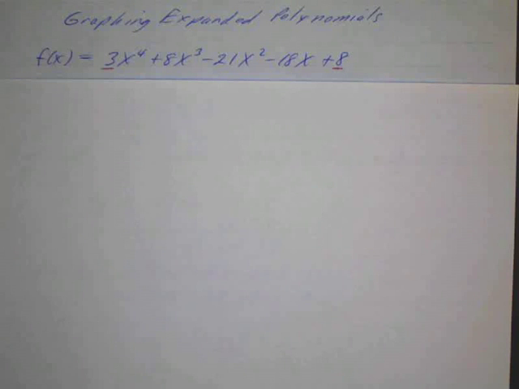Okay, here's another example of graphing expanded polynomials. If you haven't already done the problem, you can write it down: f of x equals 3x to the fourth plus 8x cubed minus 21x squared minus 18x plus 8. Then try to go through all the steps we've done in the past and see if you can get a good graph of this polynomial. If you haven't done it already, pause your video right now, try it, and come back.